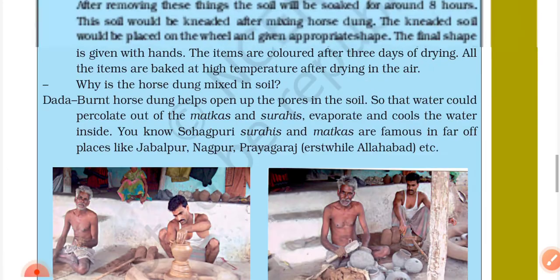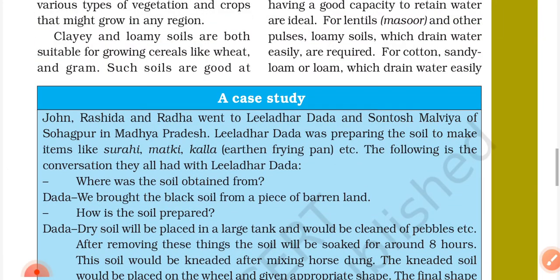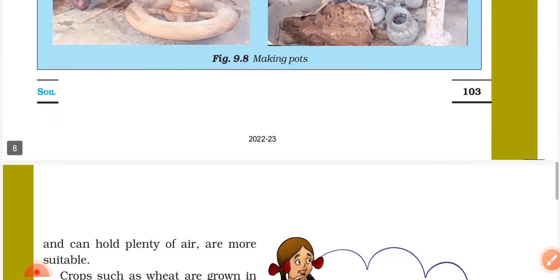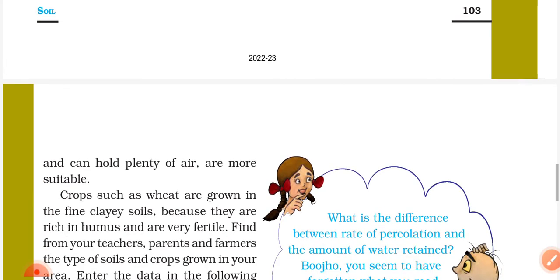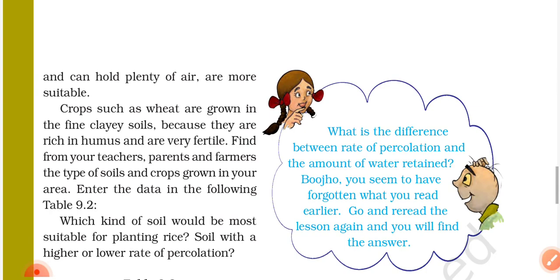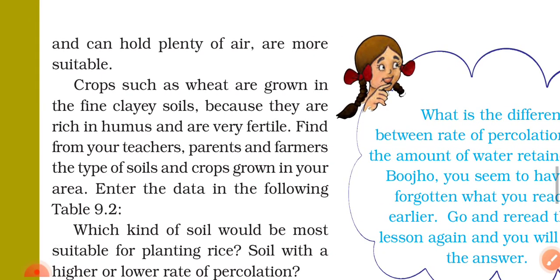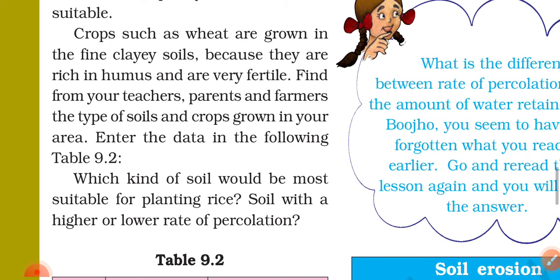Now we are continuing this. For cotton, sandy loam or loam which drain water easily and can hold plenty of air are more suitable. Crops such as wheat are grown in fine clay soil because it is rich in humus and very fertile. Find from your teacher, parents and farmers the types of soils and crops grown in your area.